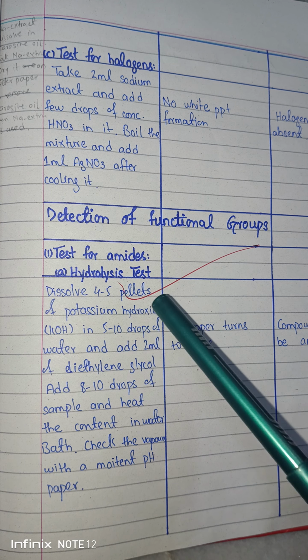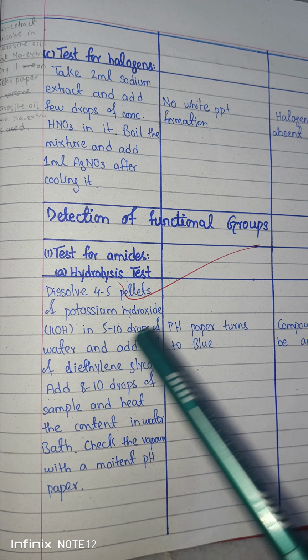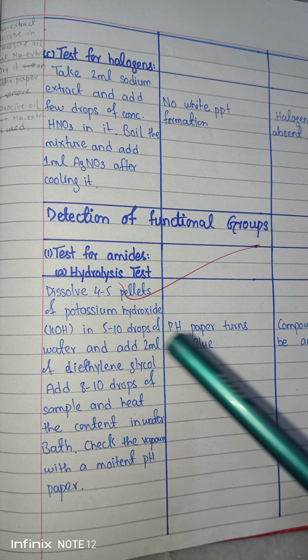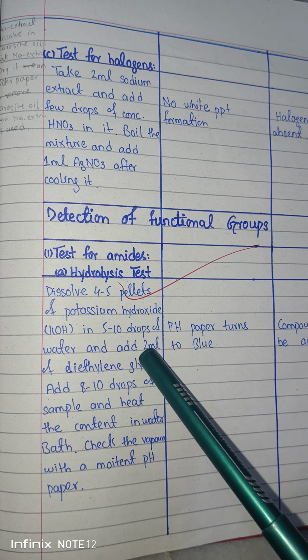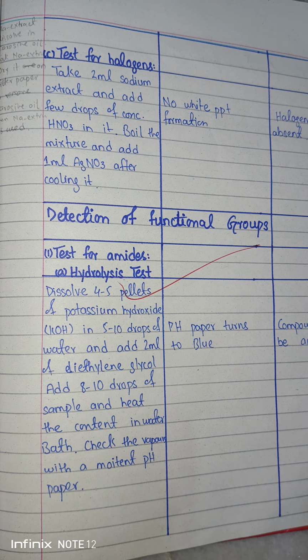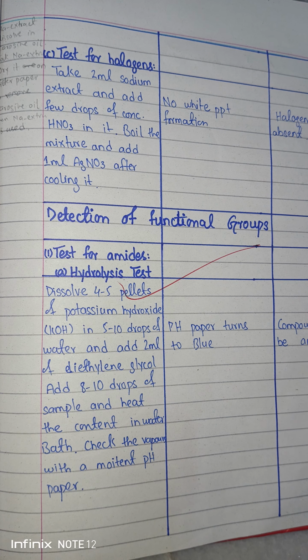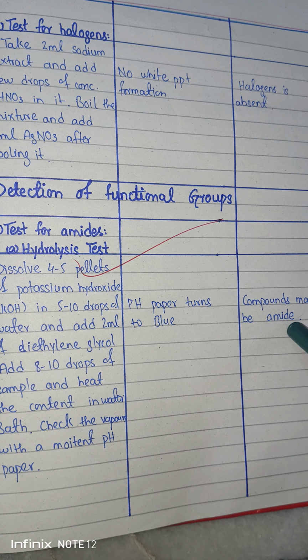You will take some amount of potassium hydroxide, add water, add ethylene glycol, and add the organic compound into it. So mix all of these four compounds. What are these four compounds? KOH, water, the organic compound which is unknown to us, and the ethylene glycol. Take 8 to 10 drops of each and mix them gradually, and then you will check the pH paper, which turns blue, and which is going to indicate that the amide is present in it.